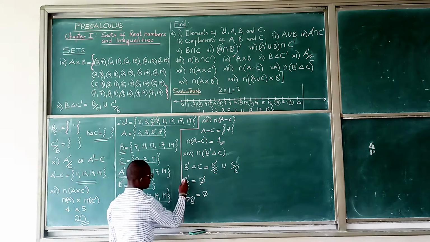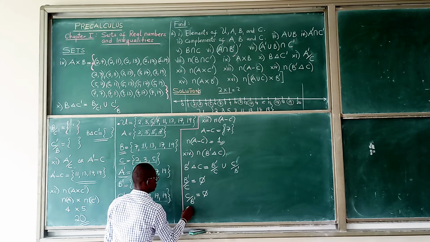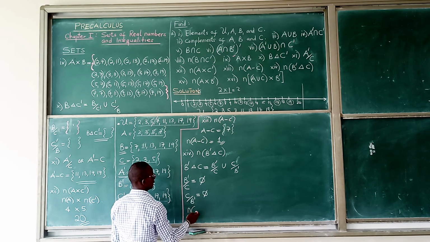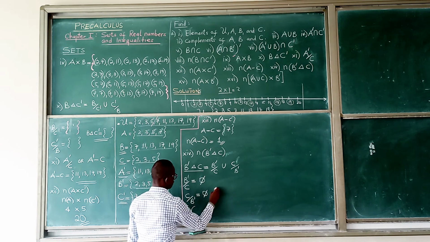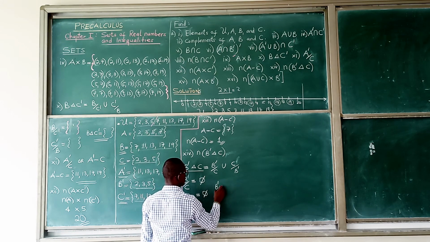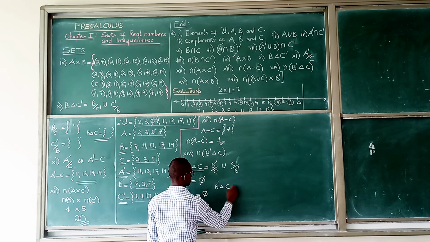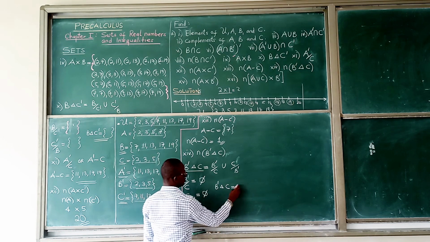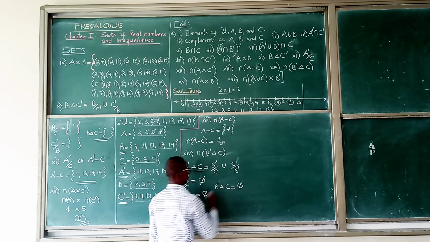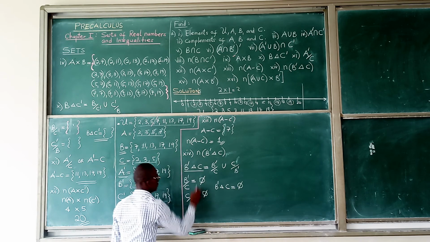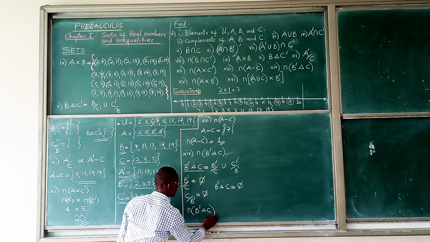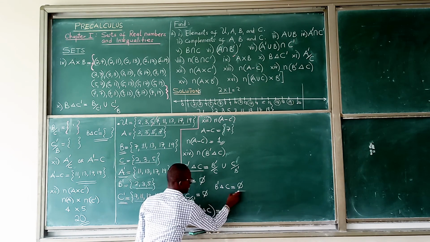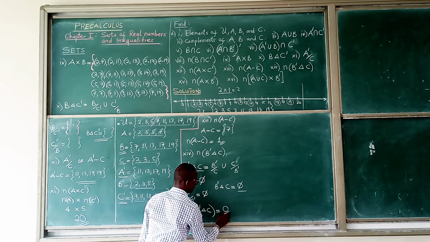So finally, we just find this one now, which is B prime symmetric difference C. It will just be an empty set. So if we want to find the number of B prime symmetric difference C, this is an empty set, so you have 0 elements.